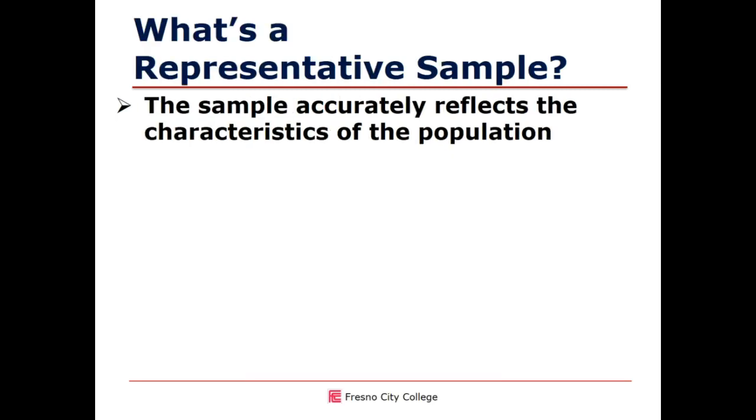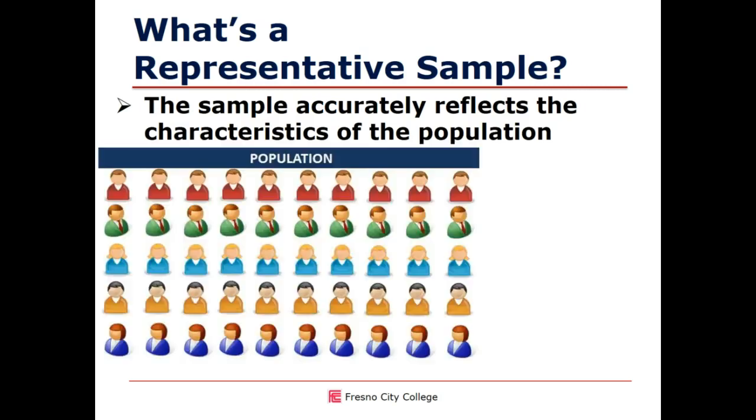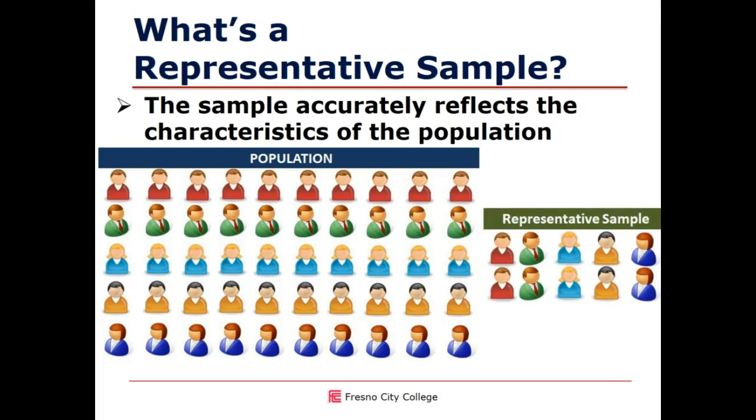What's a representative sample? If we have a representative sample, then we can say that the sample accurately reflects the characteristics of the population. Let's say that our population has an equal number of 5 different types of people. A representative sample would therefore have an equal number of these 5 different types of people. Use of a random sampling method helps us end up with a representative sample most of the time.